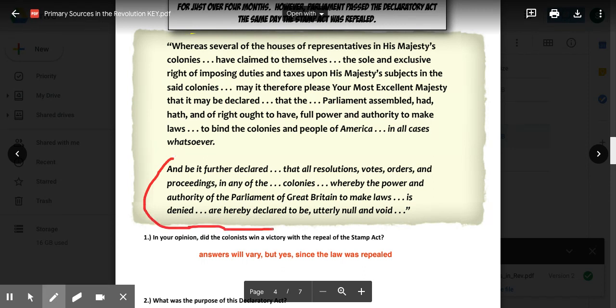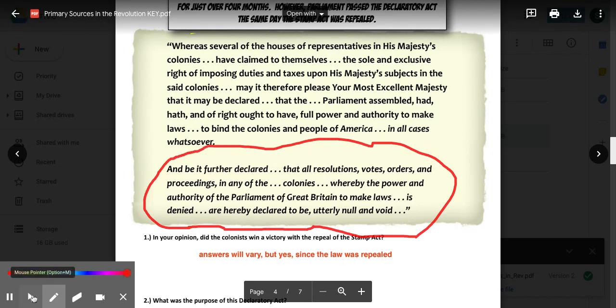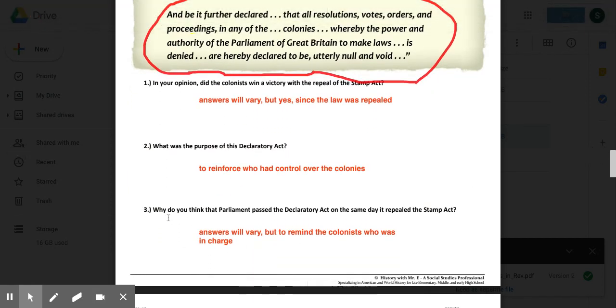Let me get the pen out. Bottom sentence here. And it reads, and be it further declared, meaning let it be known that all resolutions, votes, orders, and proceedings in any of the colonies, so that anything that's going on in the colonies, whereby the power and the authority of Parliament of Great Britain to make laws is denied, are hereby declared to be utterly null and void. So what it's saying here is that anything in the colonies, the power to create resolutions, the power to vote, orders, proceedings, laws, literally anything, guys, is under the control of Great Britain. And that's where you would have got that answer for number 2.